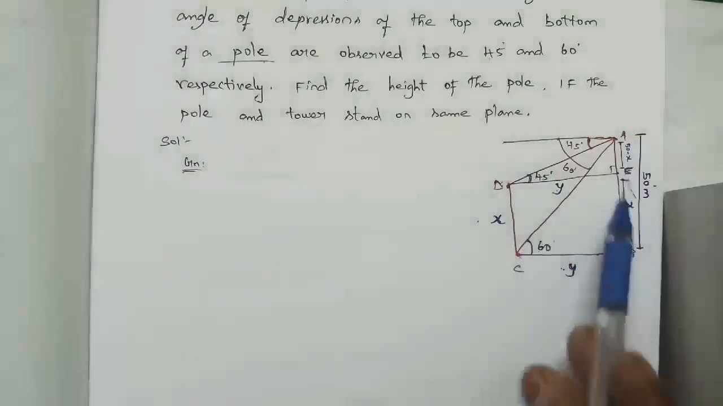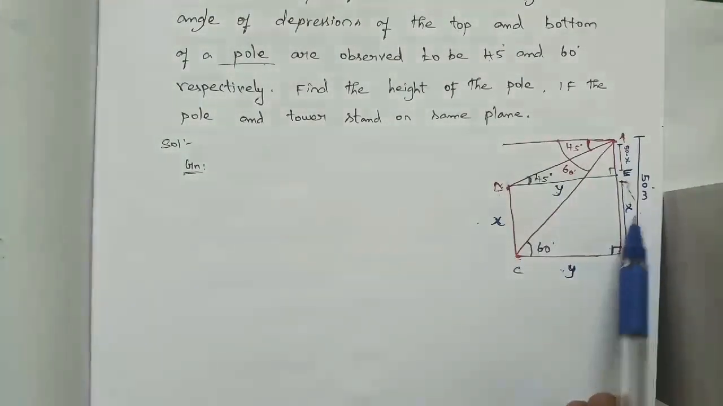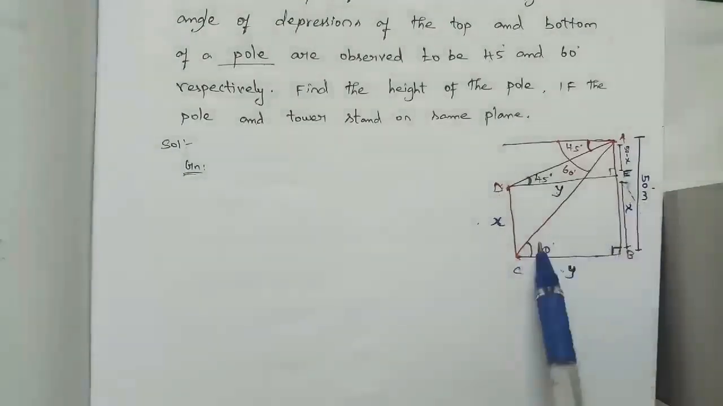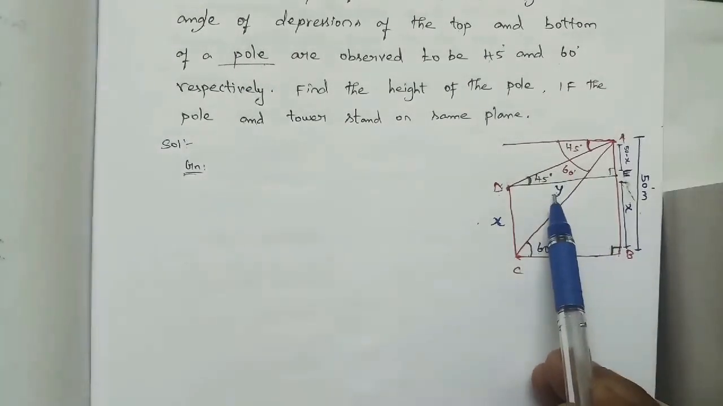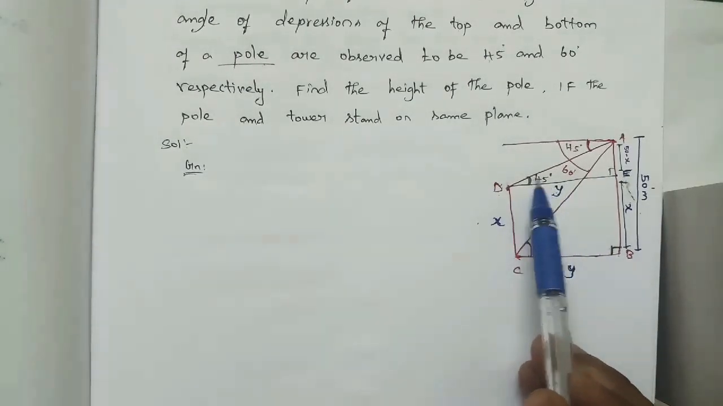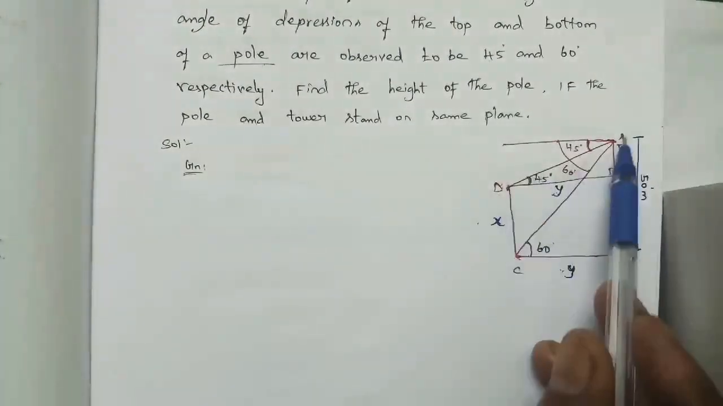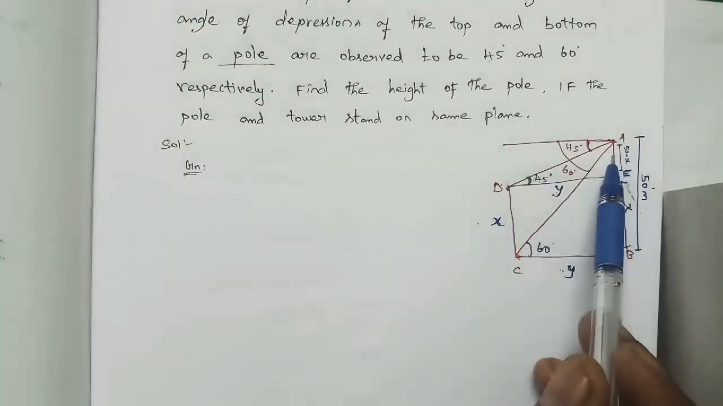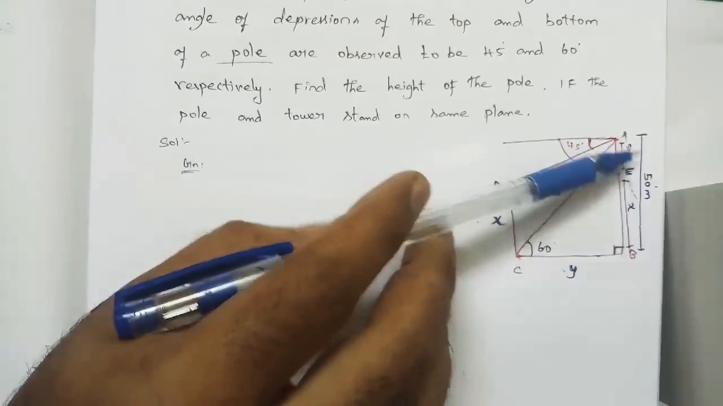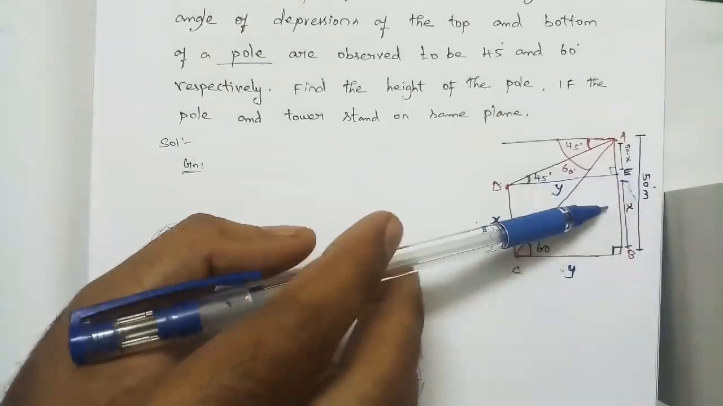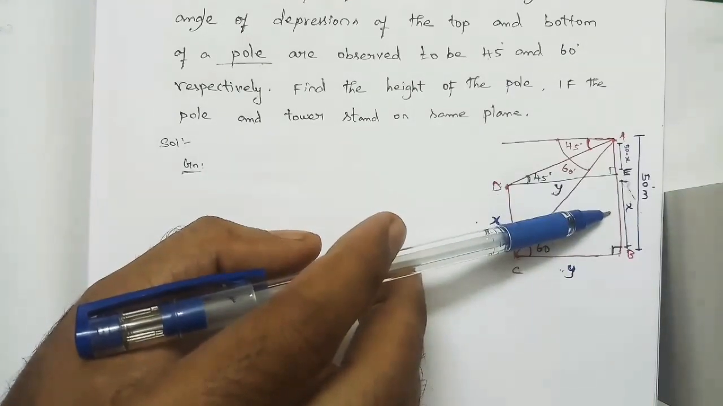In triangle ABC, we know that AB equals 50 meter and the angle is 60 degrees. With the help of these two, I'm finding the value of y. And if we know the side y and one angle in triangle AED, then we can find AE. After finding the value of AE, just subtract it from 50, and we'll get the value of x. Understood?